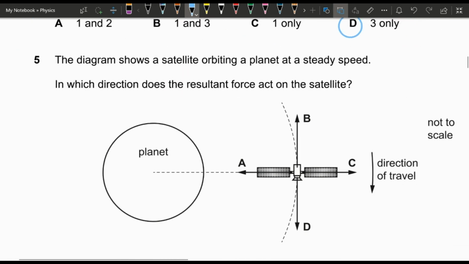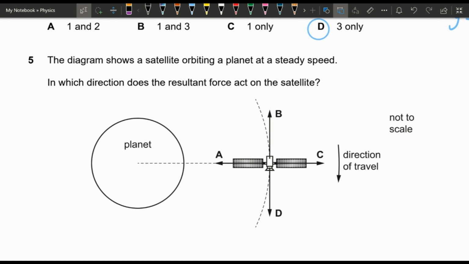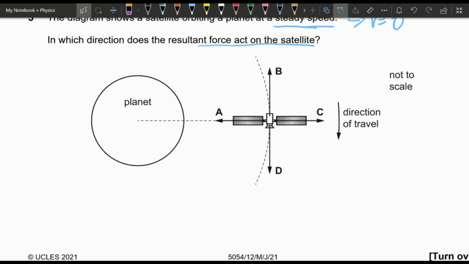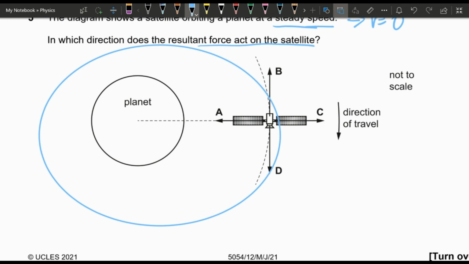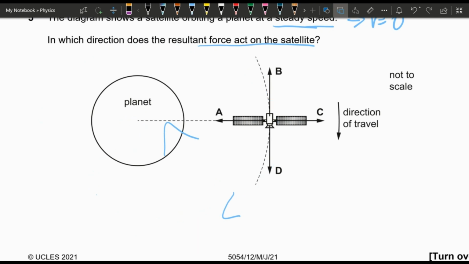The diagram shows a satellite orbiting a planet at a steady speed, not a steady velocity. Remember, because velocity is a vector quantity. So it is orbiting at a steady speed. In which direction does the resultant force act on the satellite? So the resultant force, always remember, for objects in a circular path, right? Like it's orbiting like this. Objects in a circular path, their resultant force always acts towards the center. So since it is over here right now, its resultant force will be A.